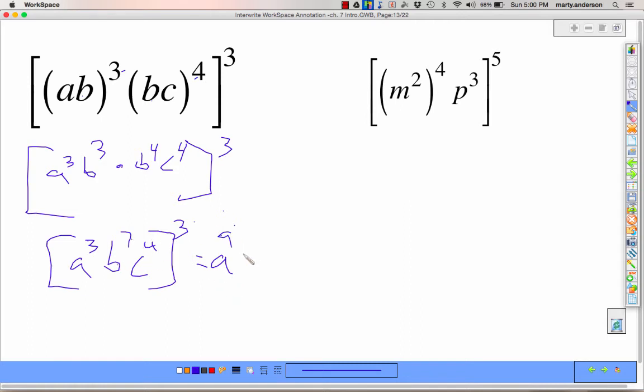B to the 7th cubed. Power to a power, 21. 4 times 3, 12. Good to go.